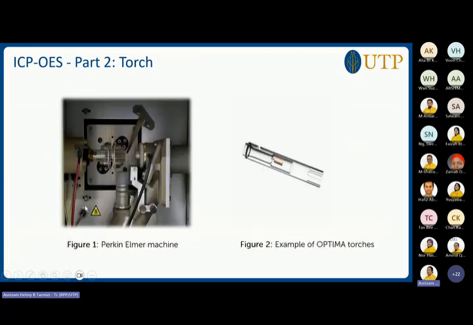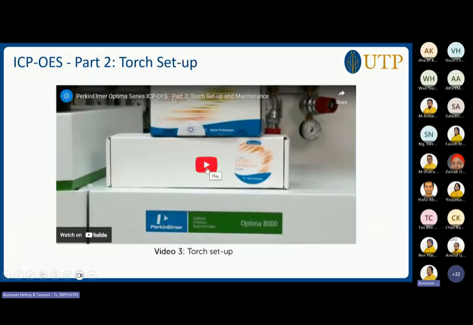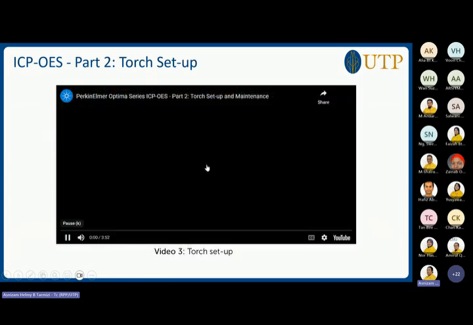These are the locations of the torch inside the machine. This is an example of the Optima torch. This is the video on how to maintain the torch and set up the torch.